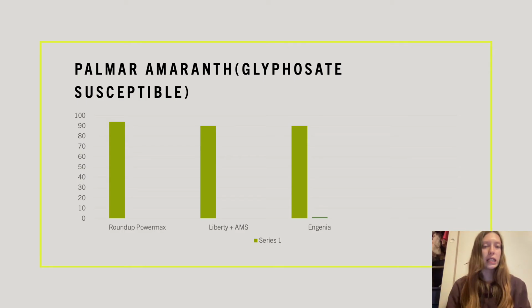So since we see the statistics are similar on the application, the most important thing to look at after this is the price. For instance, the Roundup PowerMax is going to be treated at $4 an acre. The Liberty is going to be treated at $13 an acre, and the Engenia is going to be treated at $10 an acre. So when we see that they all have the same effect on the weeds, what we would want to go with is the Roundup PowerMax because the price is the lowest.